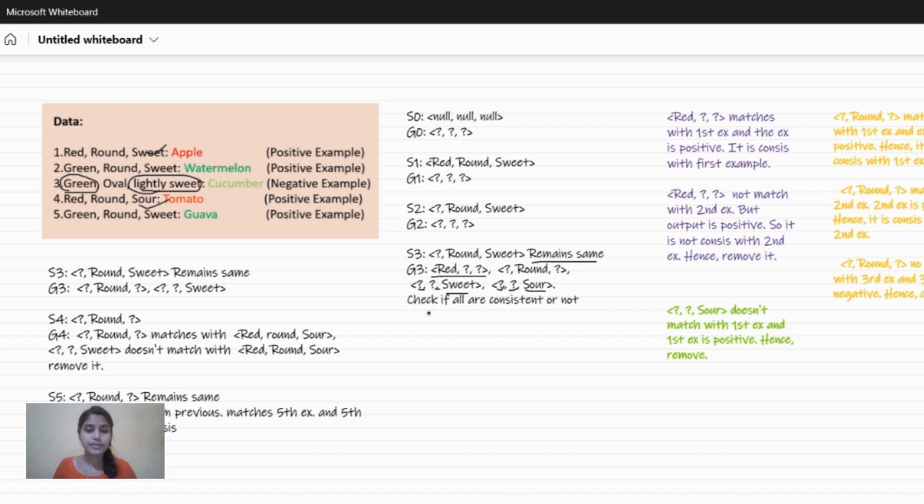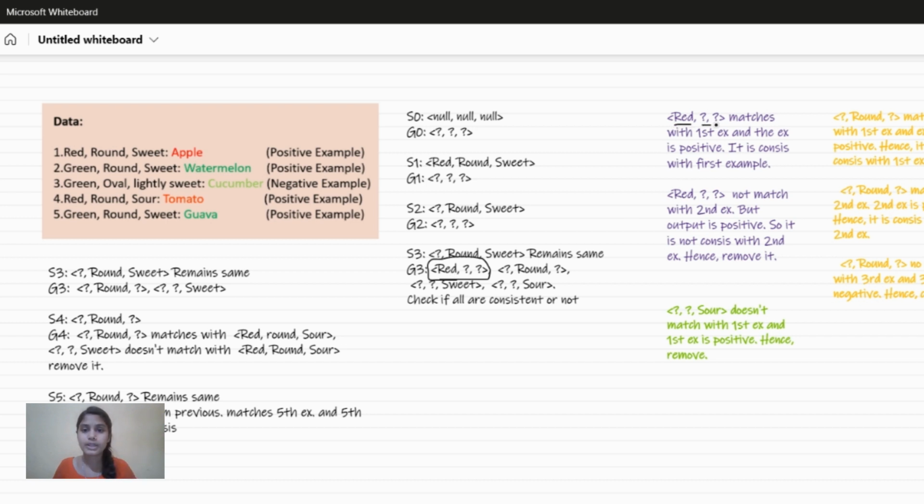So check if all are consistent or not. Now we are going to check if all of them are consistent or not. What does consistent mean? Now you will understand by comparing all this. First, we will take this and compare it with the examples we have come through so far. Until what example have we come? Until the third example. So we will compare this until the third example.